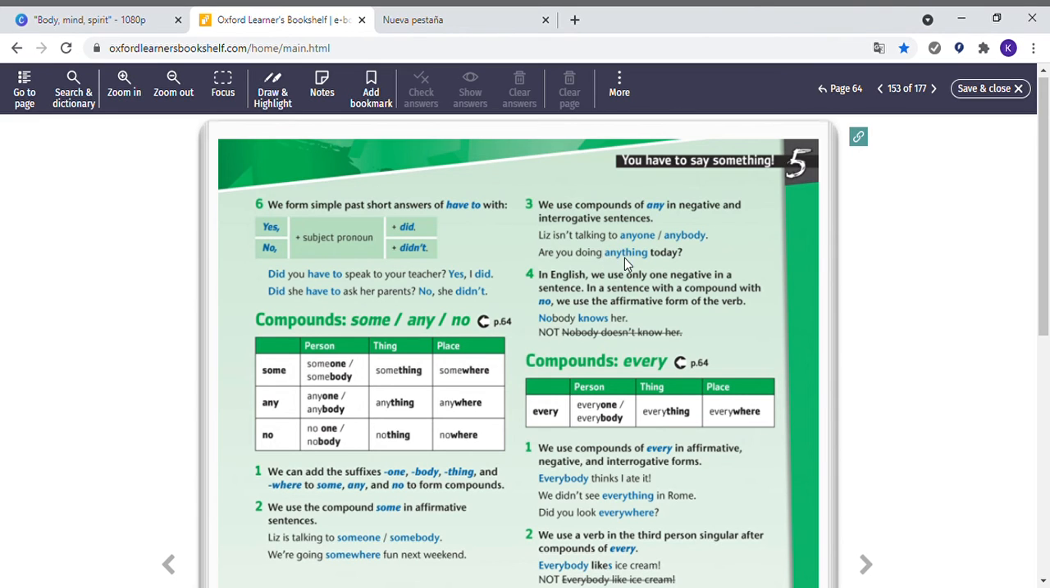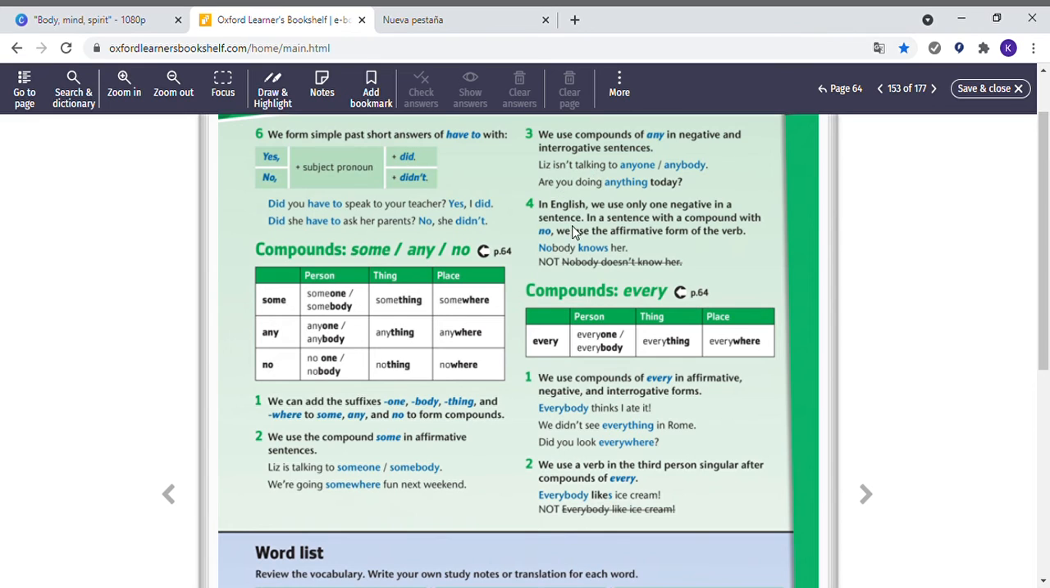We're going to use anything because we are talking about a thing, and this is a question, so we're going to include any, right? Look at here. In English, we use only one negative in a sentence. In a sentence with a compound with no, we use the affirmative form of the verb. Nobody knows her. Chicos, en inglés, si yo quiero decir algo, por ejemplo, nadie la conoce, yo voy a decir nobody or no one knows her. ¿Sí? No voy a decir nobody doesn't know her. No. Por eso les decía que cuando usamos no, son oraciones afirmativas que tienen un significado negativo.